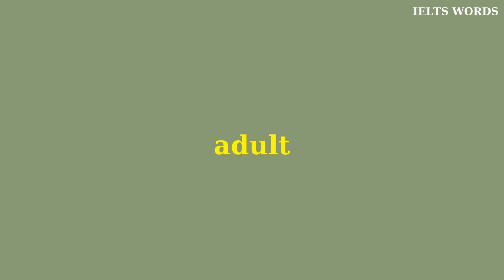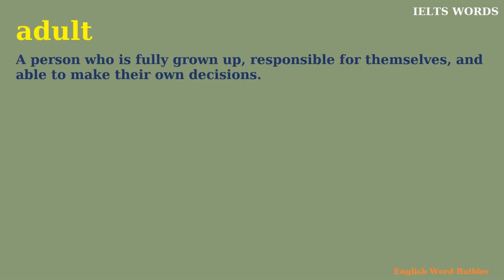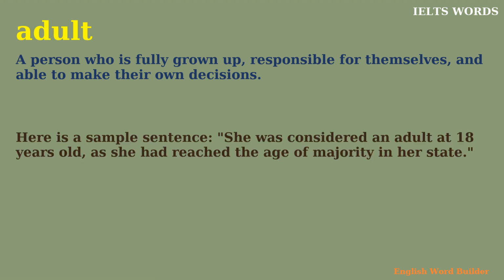Adult. A person who is fully grown up, responsible for themselves, and able to make their own decisions. Here is a sample sentence. She was considered an adult at 18 years old, as she had reached the age of majority in her state.